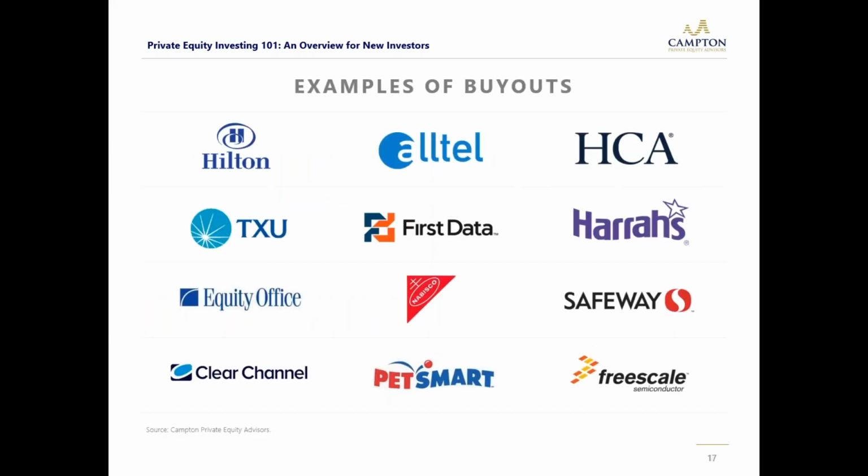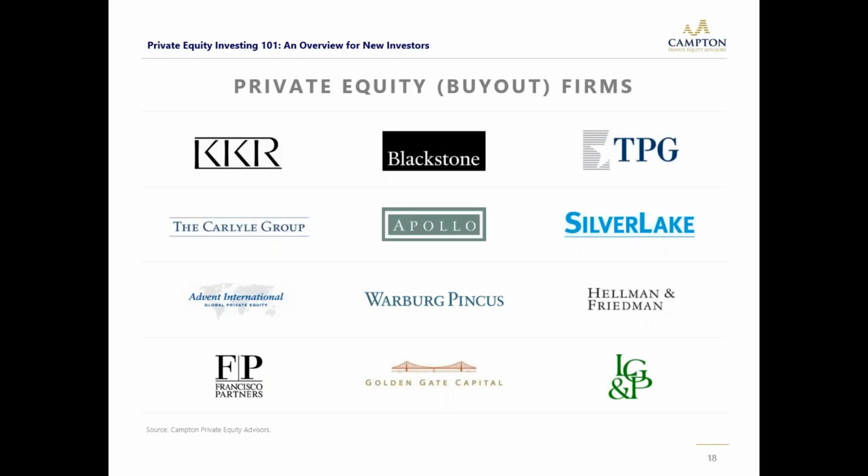So here are some examples of companies that have been in buyouts, and just by looking at the names, you can see that it's a broader range of companies in differing industries. These tend to be well-known names that have been around for a long time. So it's very different than, say, early stage venture capital. And here are some of the better known private equity firms.